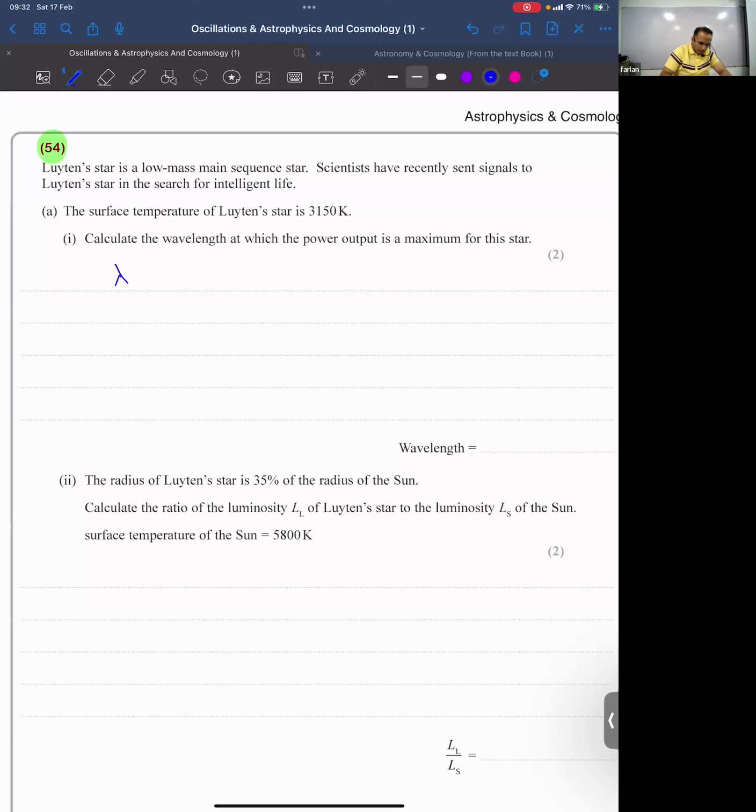So lambda max into T is equal to 2.898 into 10 to the power minus 3. So the lambda max will be 2.898 into 10 to the power minus 3 over 3150. That's 9.2 into 10 to the power minus 7 meters. That is the peak wavelength.